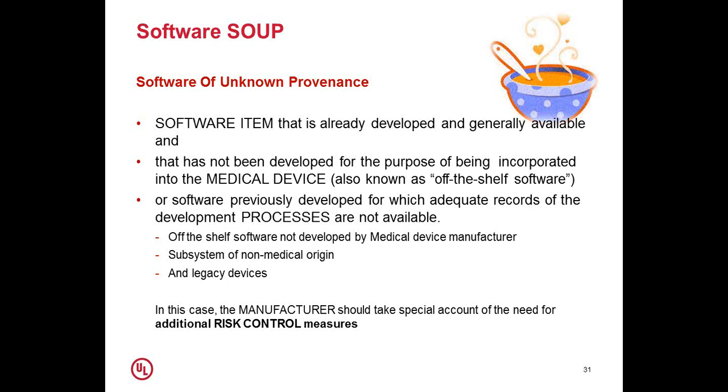In this case, the manufacturer should take special account of the need for additional risk control measures. It is important because the product owner is the manufacturer and the software is not owned by the manufacturer, but at the same time, the end product manufacturer will need to consider additional risk control while using such software of unknown provenance.